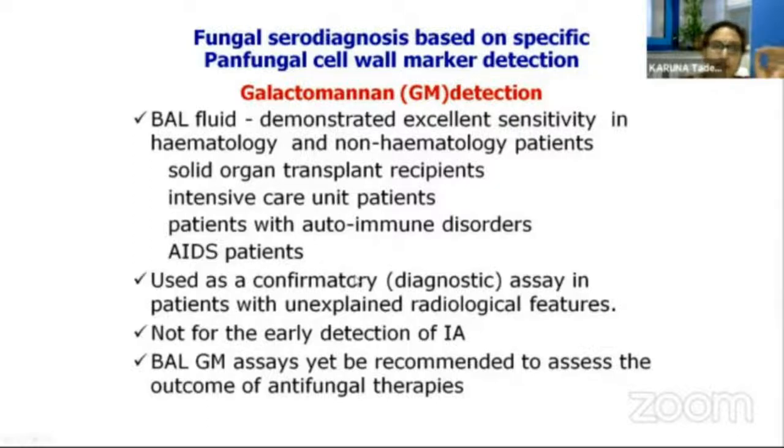In non-neutropenic patients, the BAL sample is very important to interpret raised galactomannan, as early galactomannan positivity is seen with the BAL sample, and it is used as a confirmatory assay in patients with unexplained radiological features, not for the early detection of invasive aspergillosis. BAL galactomannan assays can be recommended to assess the outcome of antifungal therapies, though this is not well established and is still under the process of recommendation. Why is it not for early detection of invasive aspergillosis? Because we never know whether BAL galactomannan positivity will always end up as invasive aspergillosis, as it is seen in non-neutropenic patients with risk factors. In those cases where there is no neutropenia, invasive aspergillosis occurs after days, it takes a long time.